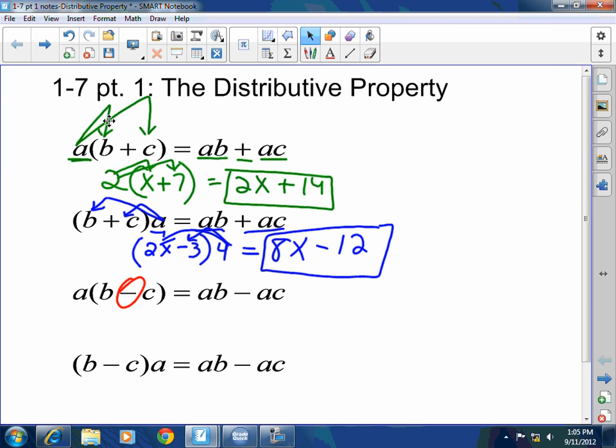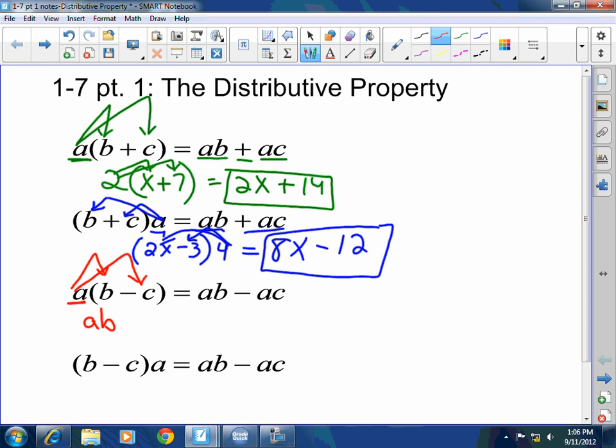Awesome. Now, just because they put values being subtracted, just because they have a negative in between, does not change anything, my brothers. Same procedure. This A is being distributed to everything inside of the parentheses. So, what's A times B? AB. What's A times a negative C? Minus AC. Right? Just like here. You with me?